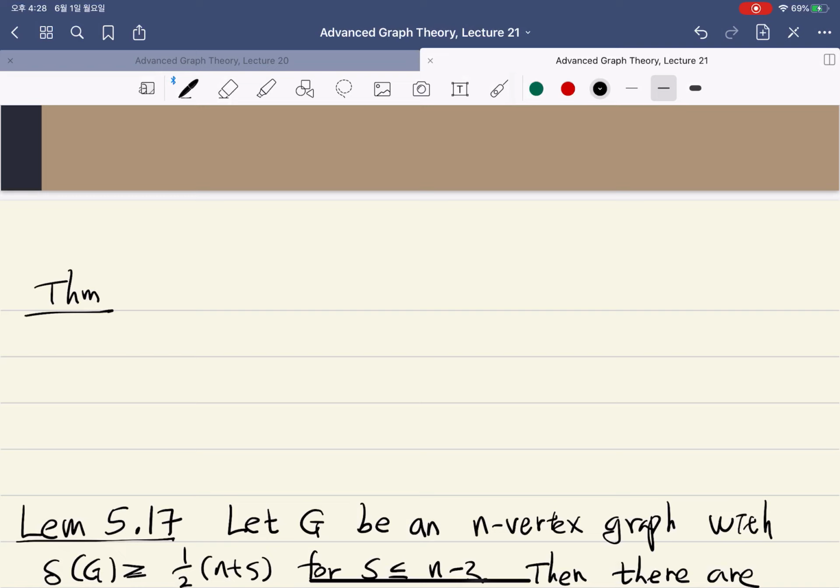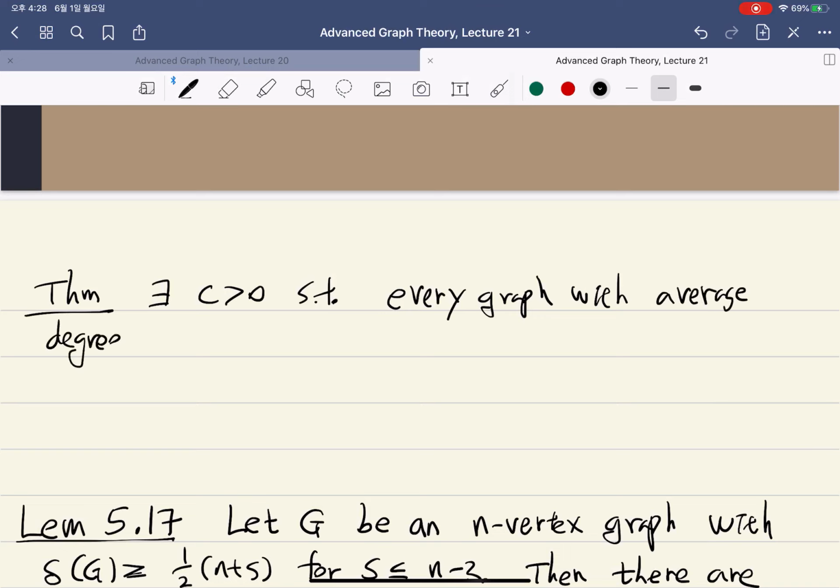So it says that there exists a constant C such that every graph with average degree at least C times t times square root of log t has a K_t minor. So give me a moment.